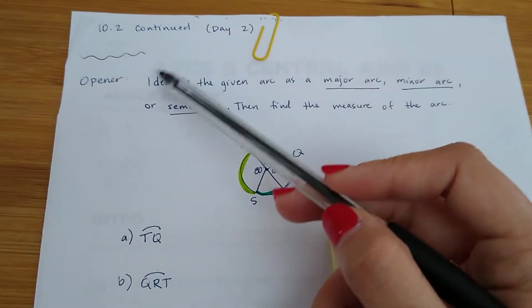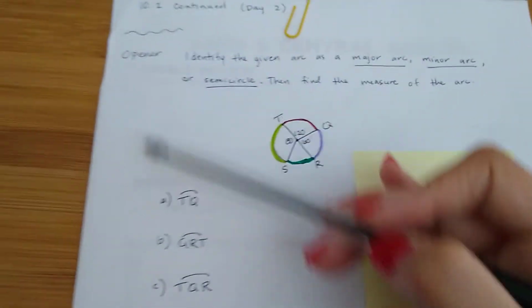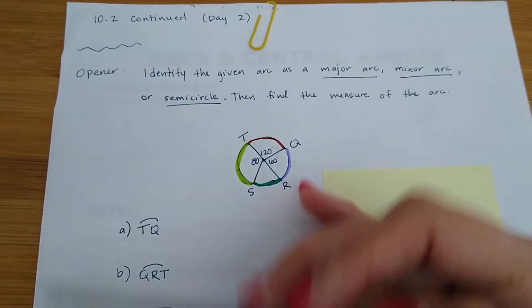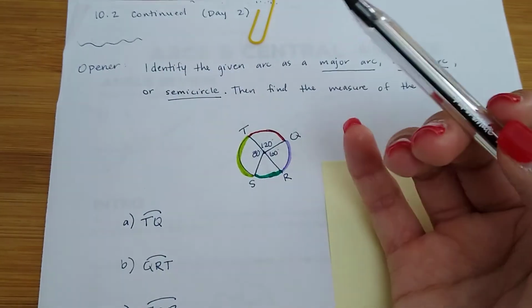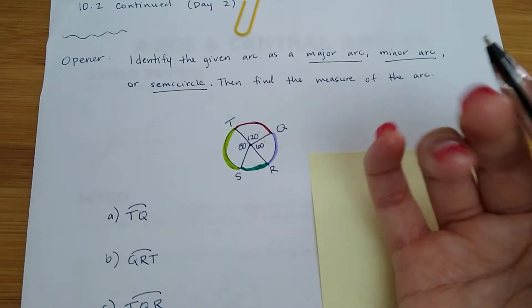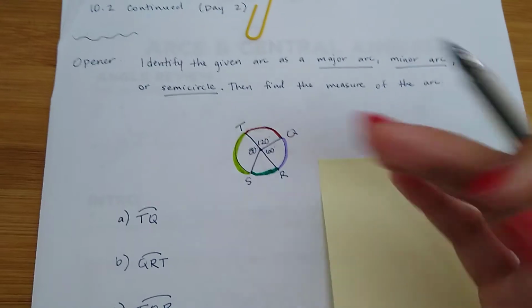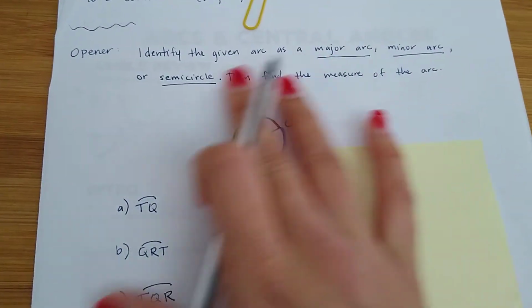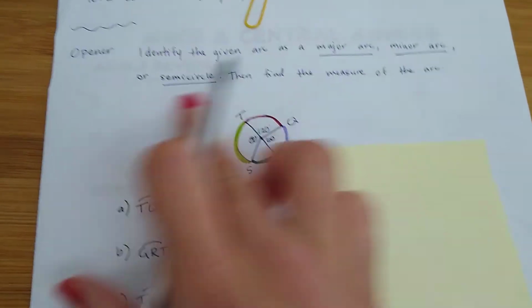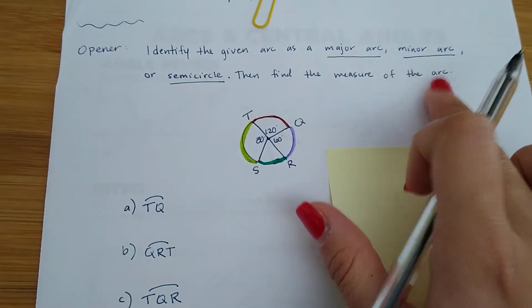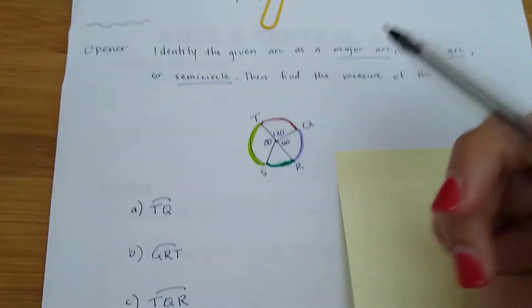So this is just a quick assessment for you guys and for myself to know how you're doing. Because we're not in class, I don't know how you're feeling about the material, but this is more for you guys to assess yourselves and see how well you're understanding the major arc, the minor arc, and the semicircle, and then how to find the measure of each arc.